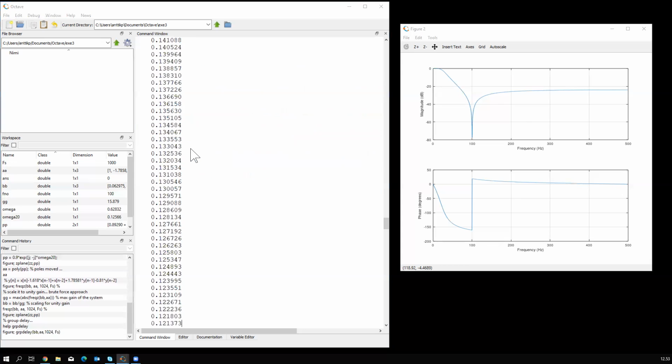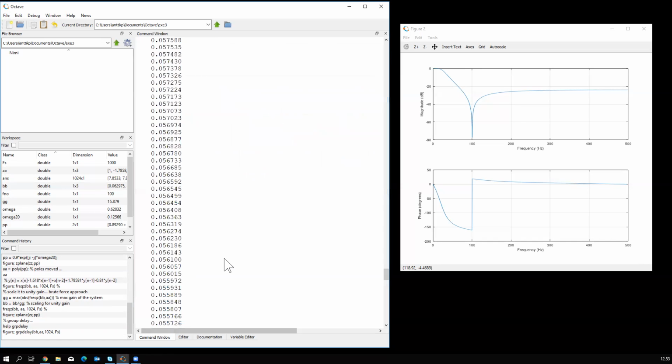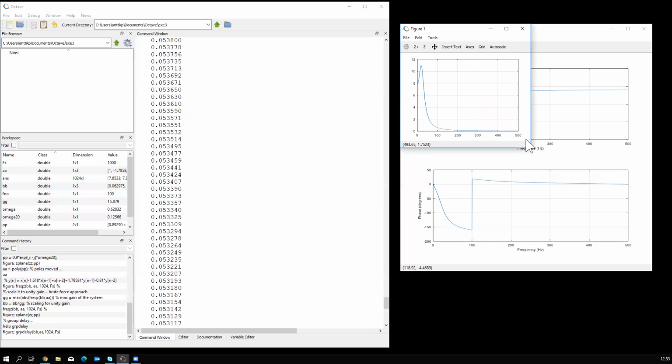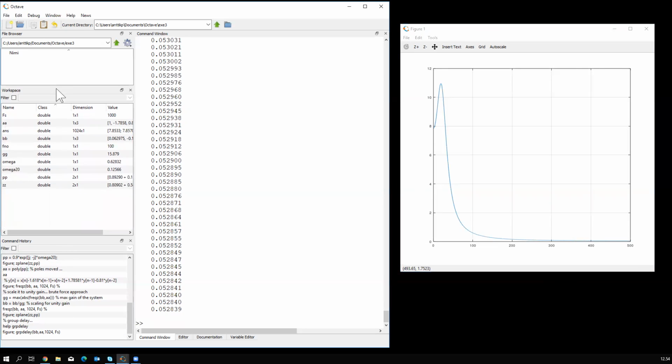So the group delay, whoa, doesn't work as I thought. Sorry about that. It actually also returns the values. But the group delay looks like that. Sorry about messing up my command window. The command history works just fine. So if you want to look at what I have been writing here, they are right here.